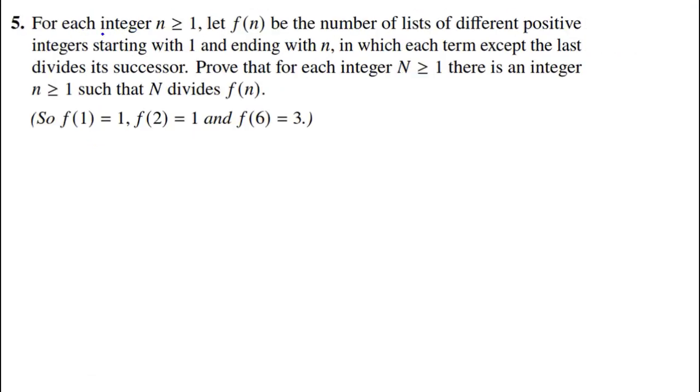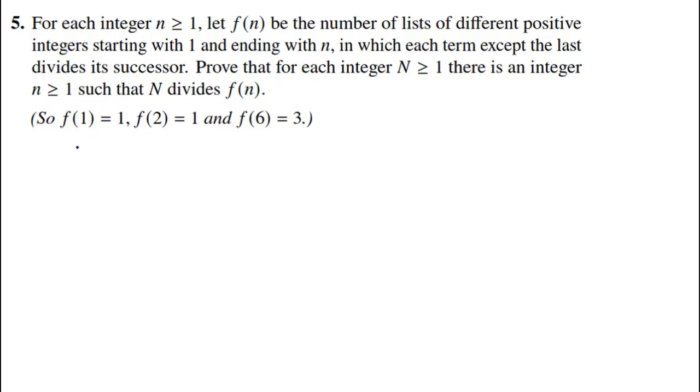For each integer n at least one, let f of n be the number of lists of different positive integers starting with 1 and ending with n, in which each term except the last divides its successor. And prove that for each integer n greater than or equal 1, there is an integer small n greater than or equal 1 such that big N divides f of small n.